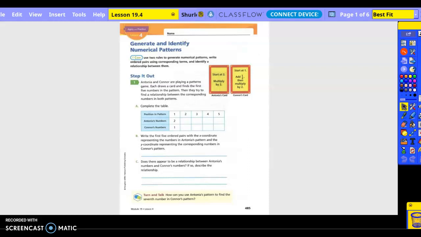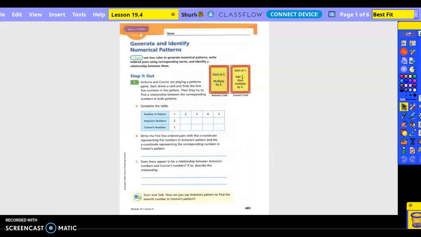Okay, so we have start at 2, multiply by 2. And then Connor's cards start at 1, add half, then multiply by 2. So Antonia and Connor are playing a patterns game. Each draws a card and finds the first 5 numbers in the pattern. Then they try to find a relationship between the corresponding numbers in both patterns. So complete the table. So position in pattern. So there's starting, that's what each column is.